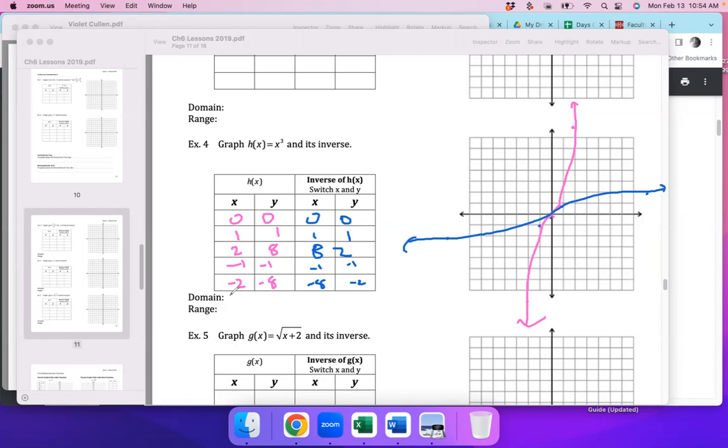Yep. And I kind of like to write this. Kind of looks cool. Just means all real numbers. Maybe a little line through it. And same for the inverse. But with the inverse, if you were to solve it, you get y equals cube root of x. If you were to solve it, that's what you would get.